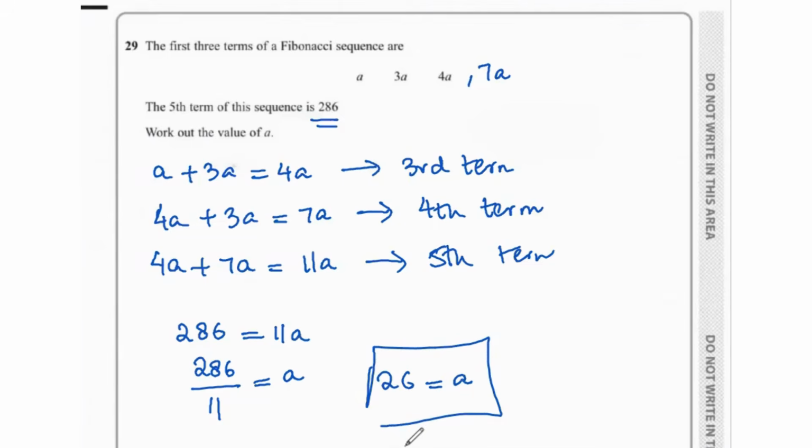So for this question, you need to know what a Fibonacci sequence is. If you don't know that, then you will find this question a bit difficult, unless you're able to figure out what's happening. And with that, we're done with paper 2 for foundation.